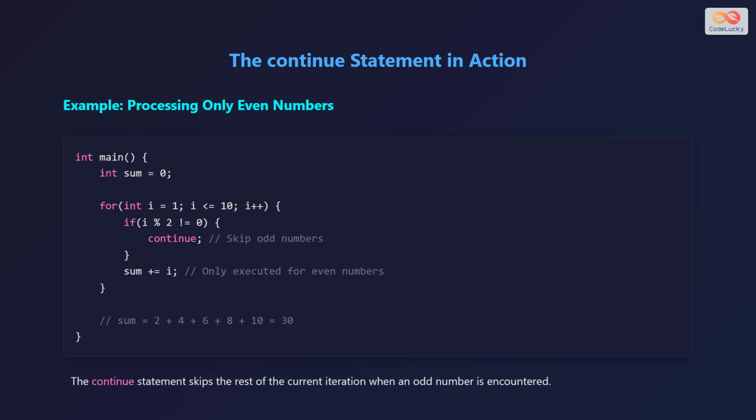The continue statement skips the rest of the current iteration and jumps to the next iteration. If i is even, the statement sum += i is executed, which adds the current even number to the sum. The continue statement skips the rest of the current iteration when an odd number is encountered.